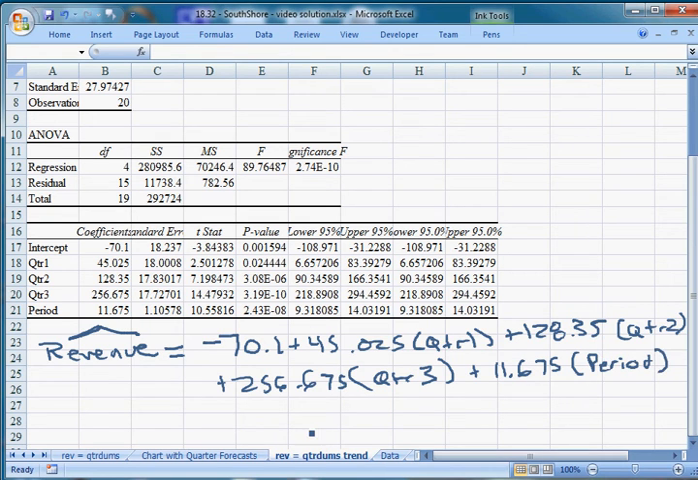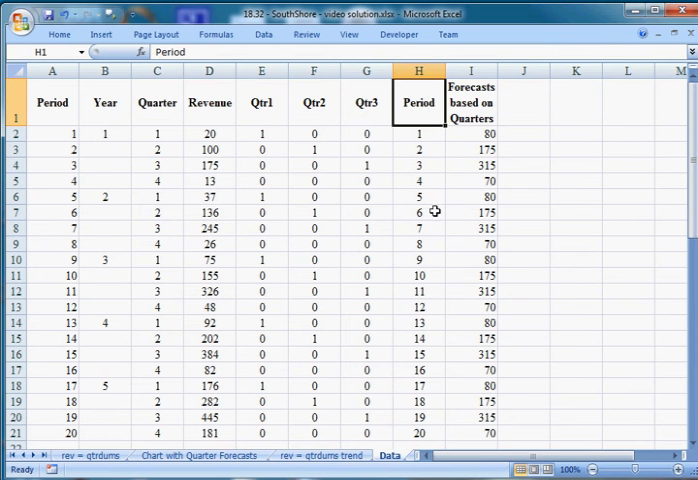Right, that's right. Okay. And now if you want to find the predicted revenue for any period, you just need to plug in which quarter it is. QTR1 should be 1 if the quarter is 1, QTR2 should be 1 if the quarter is 2, QTR3 should be 1 if the quarter is 3, and they should all be 0 if it's quarter 4. Then you plug in what period it is, and that period will allow us to create exactly a linear trend. Okay, now it wants us to make a forecast.